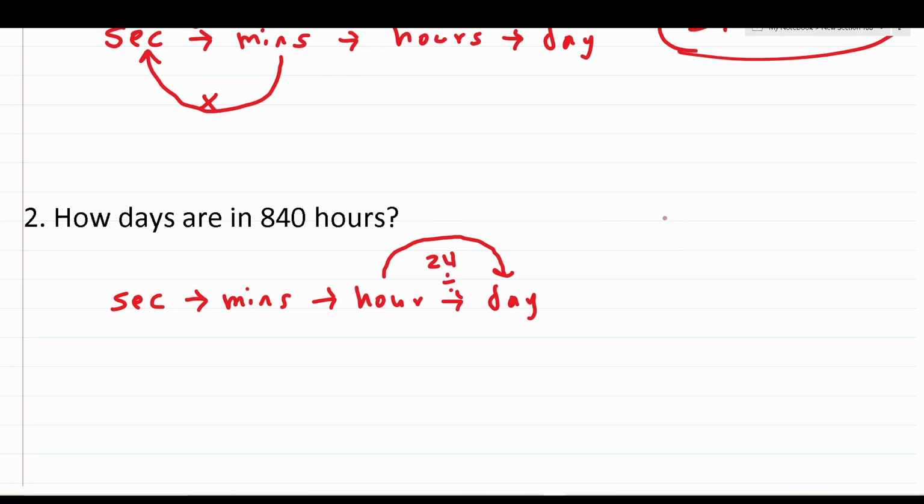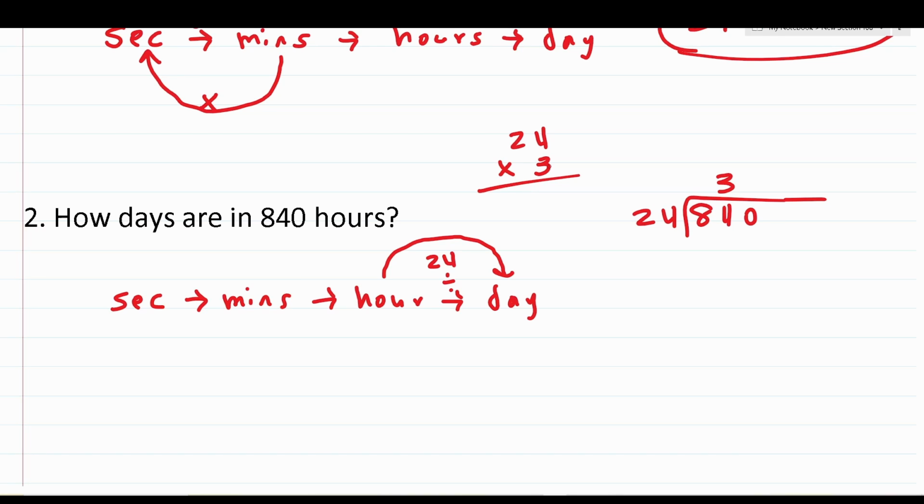So to make this conversion, we're going to do 840 divided by 24. All right, so this long division can get a little tedious. Let's start by asking ourselves this: how many times does 24 go into 84 without going over? You should know that 24 is going to go into 84 a maximum of 3 times.